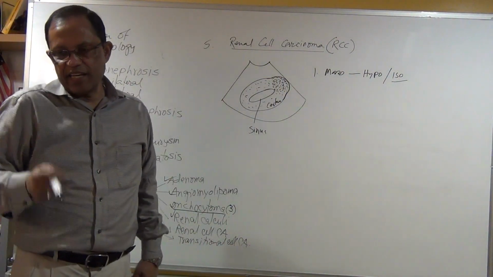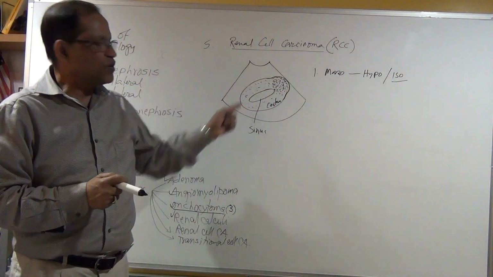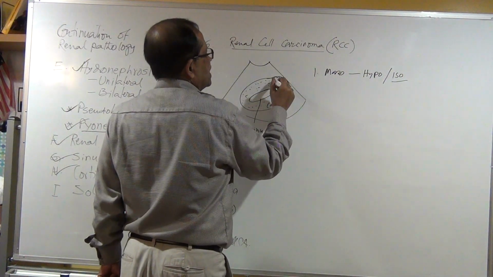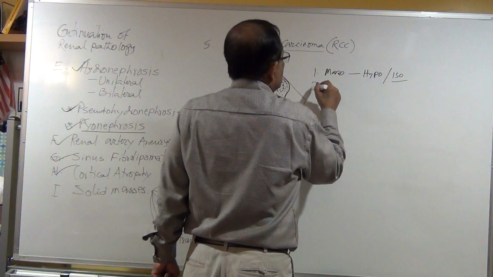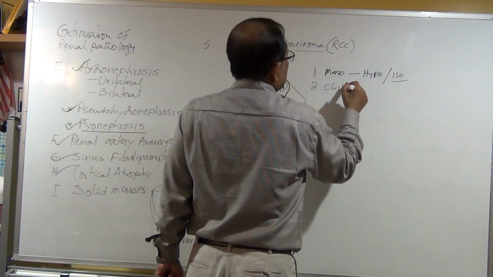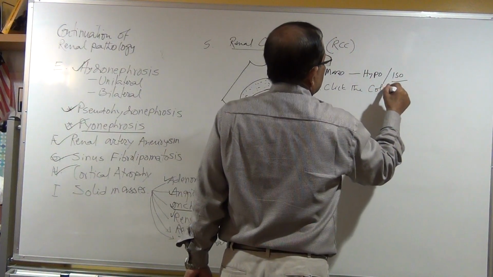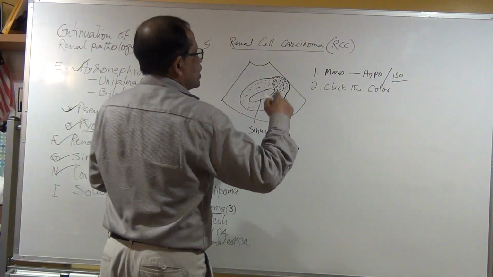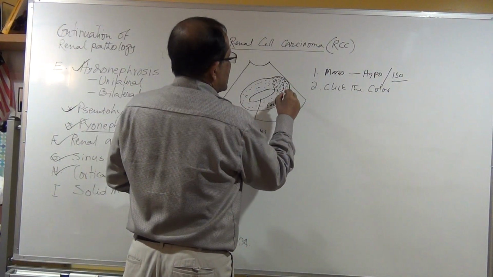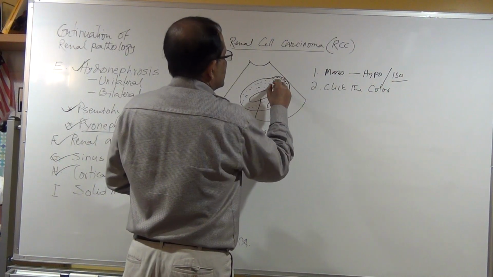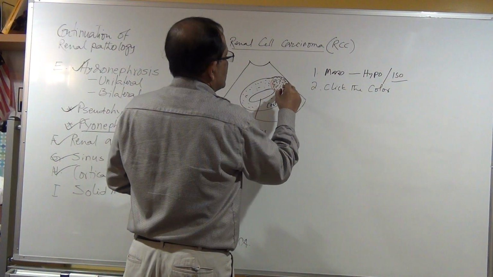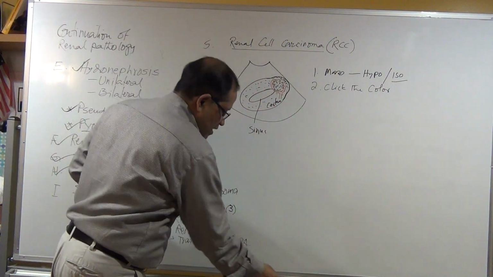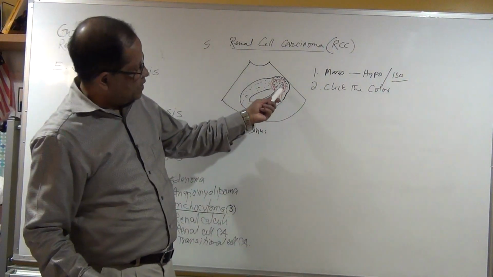You will miss it again and again, because it looks the same echogenicity as the cortex, and you may not see the border clearly. So then what you need to do, click the color. Then you will see the color is more in here, and you will see the feeding artery going around it. And you will see nowhere in the kidney there is an artery like that. Then you will understand, oh, this is a mass.